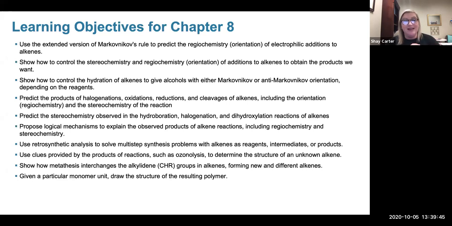Okay, so we need to think through all of our substitution reactions that we've learned so far and all of our elimination reactions that we've learned so far. And we're going to add in all of these reactions of alkenes into our reaction toolbox that we have.